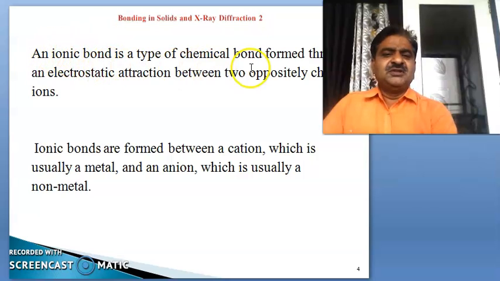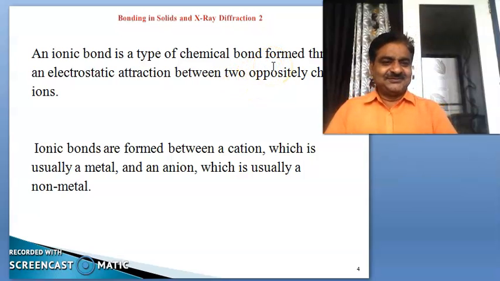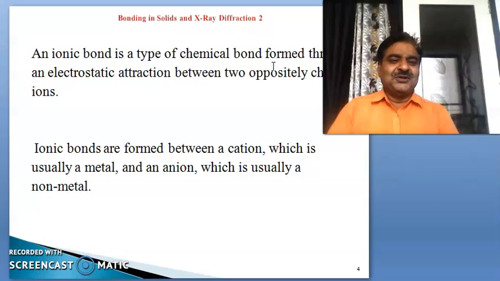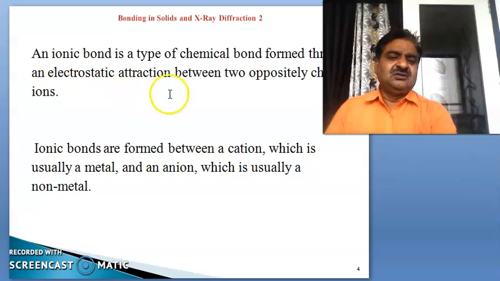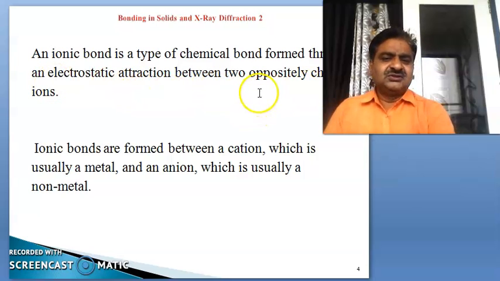An ionic bond is a type of chemical bond formed through electrostatic attraction between two oppositely charged ions. Again, more simply, what is the ionic bond? It is nothing but a chemical bond formed between two oppositely charged ions, cations and anions. So it is due to an electrostatic attraction between two oppositely charged ions.